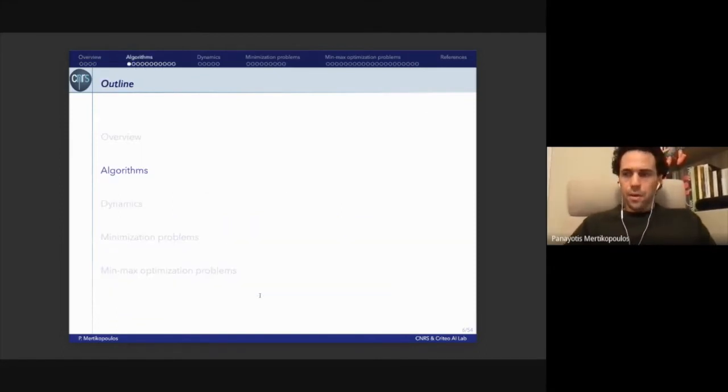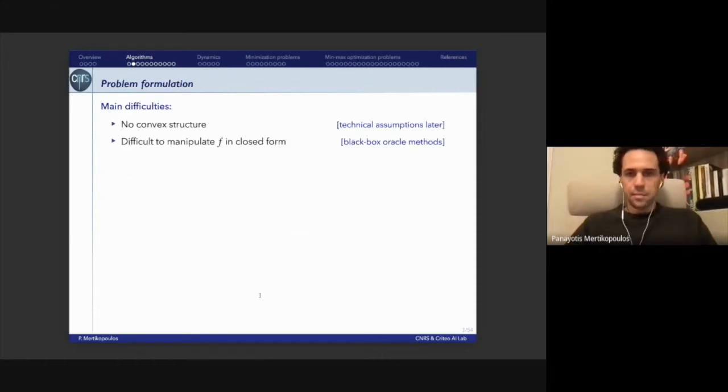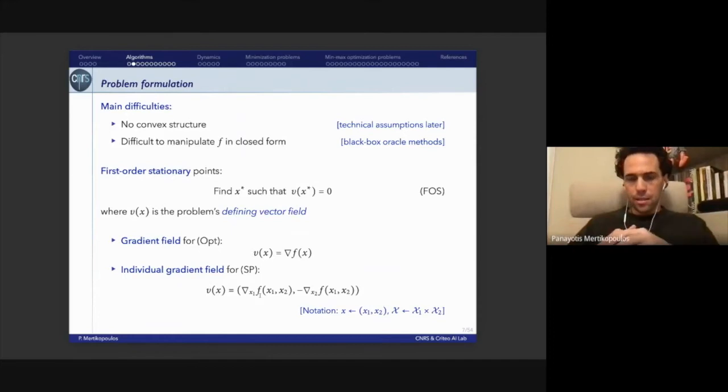All right, so I'll get right into it and say the main difficulty that we're facing in this type of problems is, first of all, that I will not be assuming any convex structure of the problem. And I am not going to assume any white box knowledge of the function to be minimized or otherwise min-maxed. So the lack of convex structure and the difficulty to manipulate f in closed form, which will force us to use black box oracle methods, are two of the basic difficulties that we encounter. So I should state right off the bat that we're not going to be looking at global optimization properties like global min-max or global minimum points. We're going to be focusing on first-order stationary points.